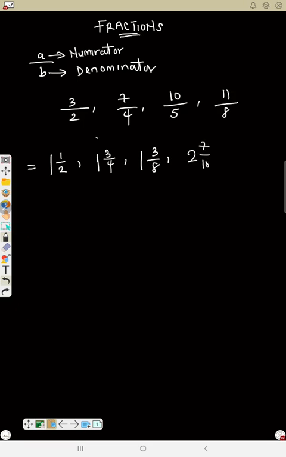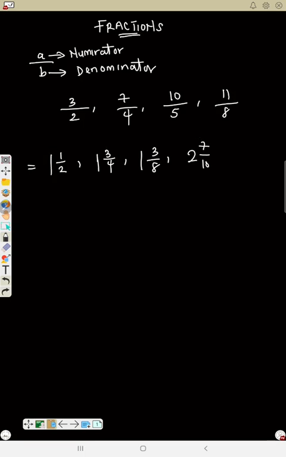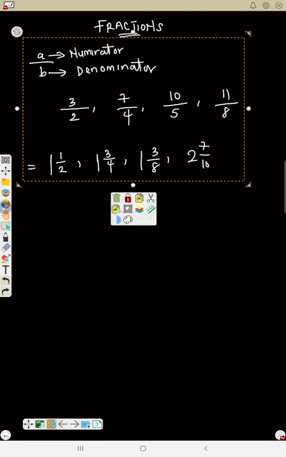So now all these numbers are called mixed fractions, because you have a whole number and a proper fraction. Whole number, proper fraction. Whole number, proper fraction. So anytime you have a combination of a whole number and a proper fraction, then the number is said to be a mixed fraction. Now the next one we'll consider is addition and subtraction of fractions.